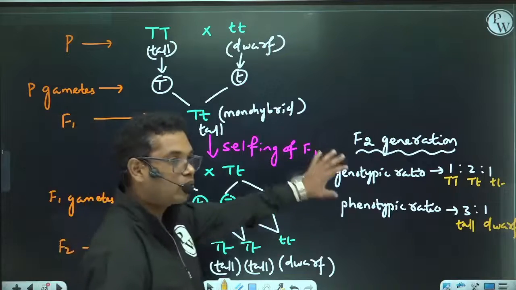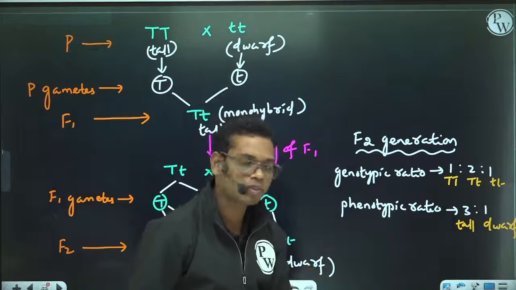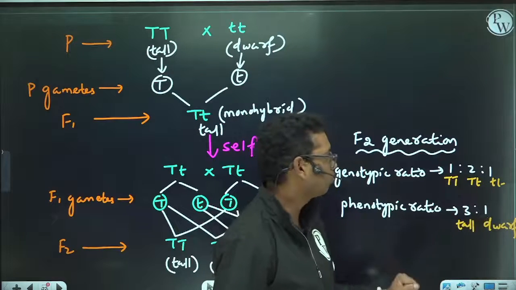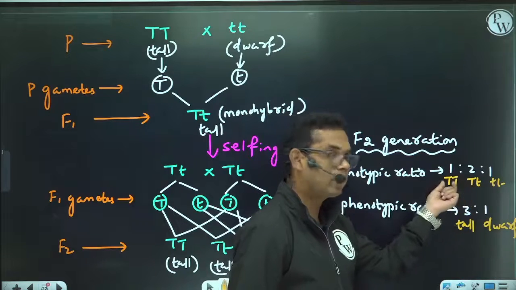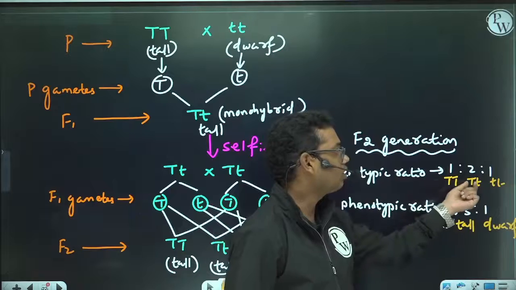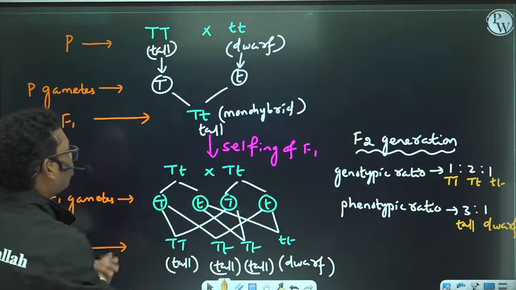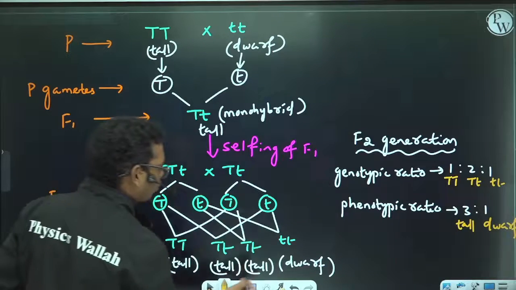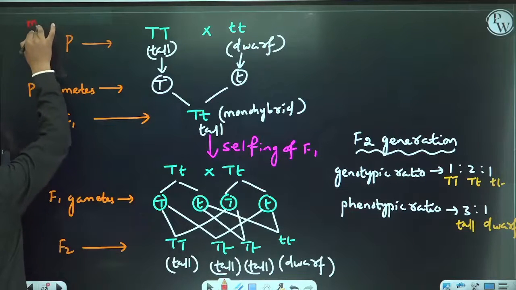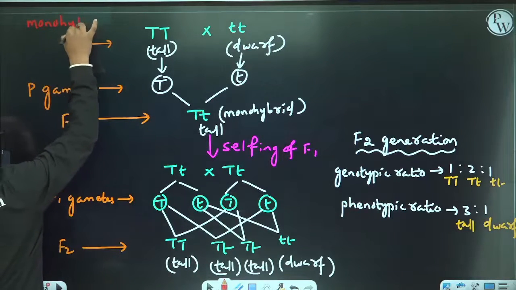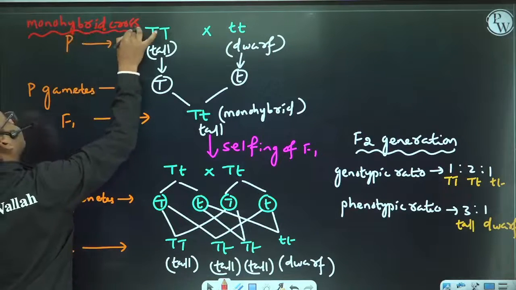So in the case of a monohybrid cross, in the F2 generation, the genotypic ratio is 1:2:1 and the phenotypic ratio is 3:1. This is dominant, this is recessive. This is homozygous. This is dominant homozygous, this is recessive homozygous, and this is heterozygous. This is the heterozygous or hybrid condition. So this is a monohybrid cross. Let me write here, monohybrid cross.